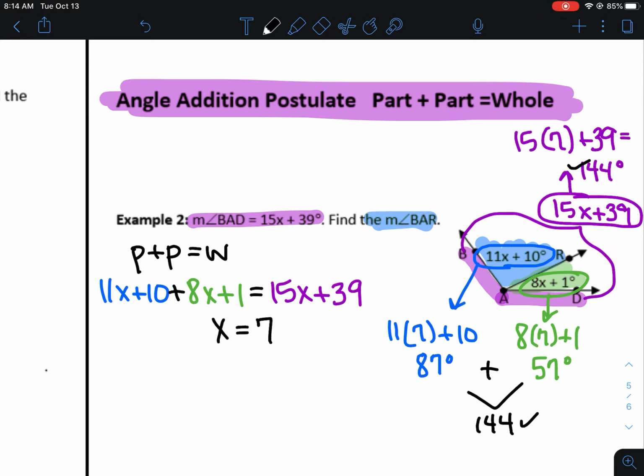Now, which answer is the one we needed? We needed BAR, which is right here. Okay, and we are done. So this was the measurement for angle BAR. So don't forget BAR, that was that angle, the top angle.